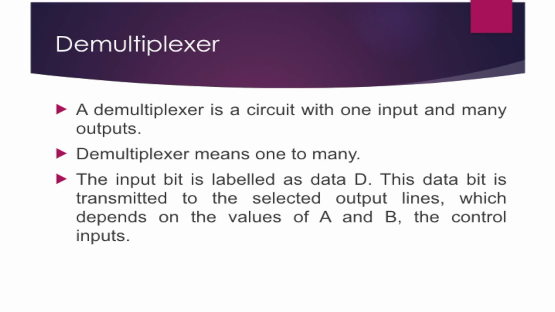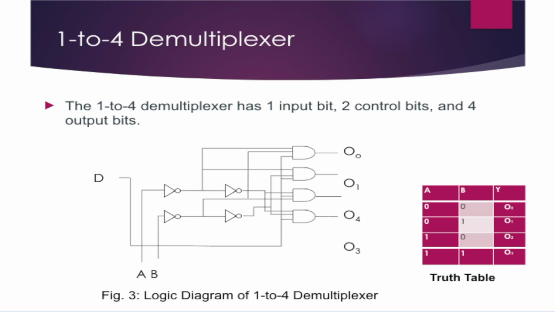In a demultiplexer, it accepts only one input and gives several outputs. So a demultiplexer is also called one to many. Similar to the multiplexer, demultiplexers can be 1 to 2, 1 to 4, 1 to 8 or 1 to 16 demultiplexer. So now let us see the logic circuits and truth table of the demultiplexer.